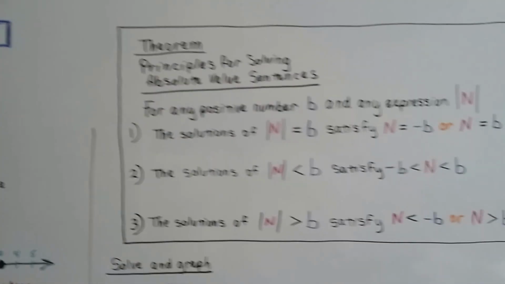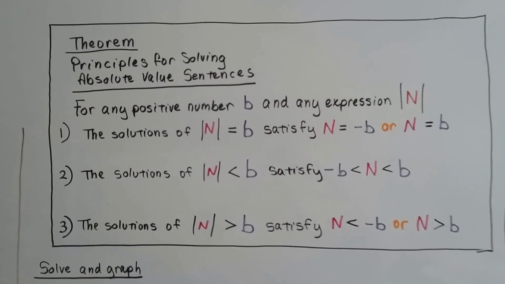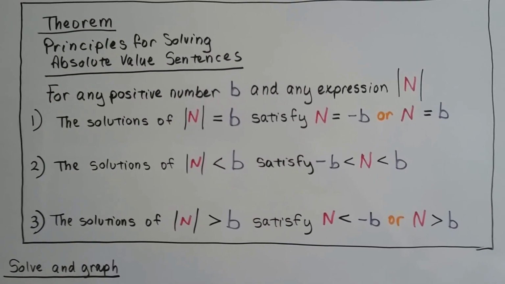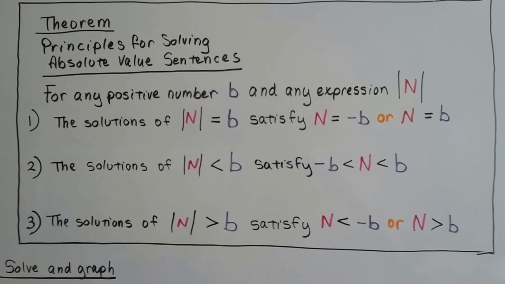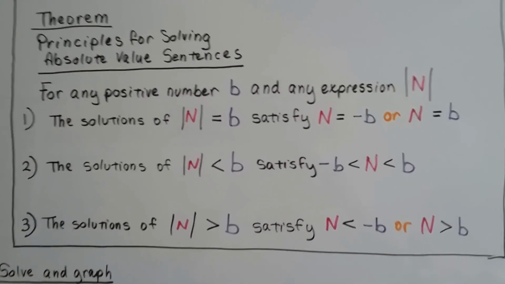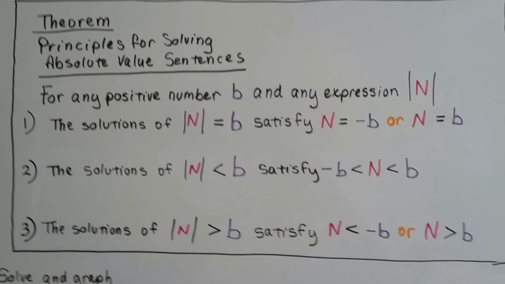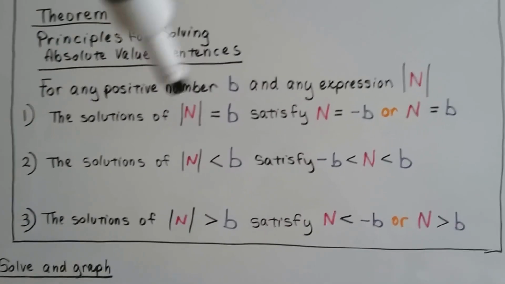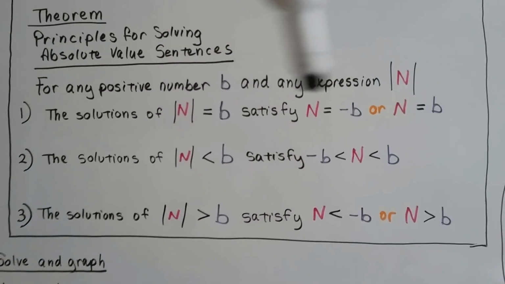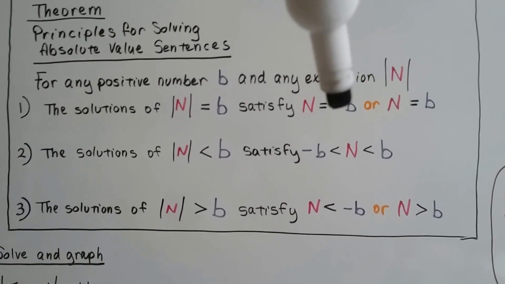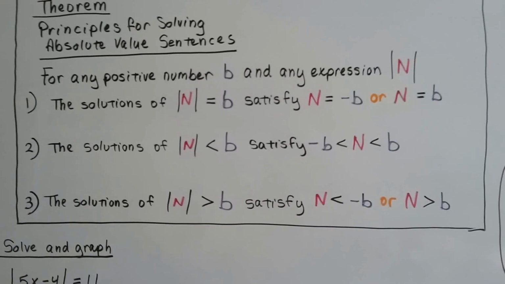So I've got a theorem for you and a few principles. These are the principles for solving absolute value sentences, for any positive number b in any expression n. So remember, the n is going to be what's inside the absolute value, okay? And I'm going to show you examples of each one of these. So this first one is saying that we're going to split it up with an or in between. We're going to make the n equal a negative b or a positive b.